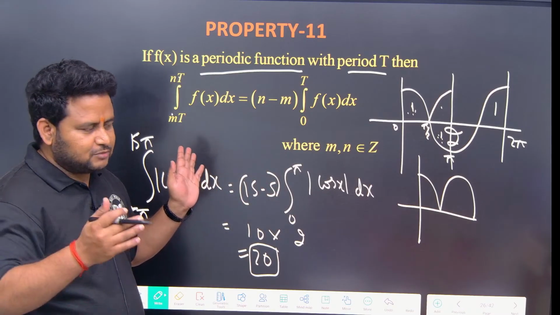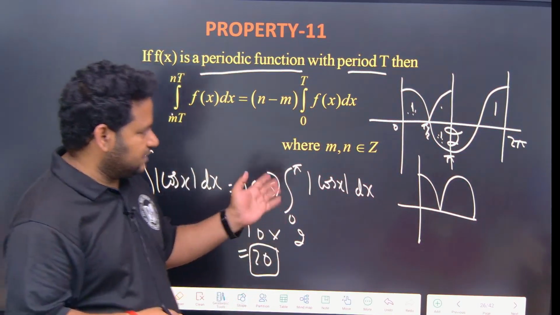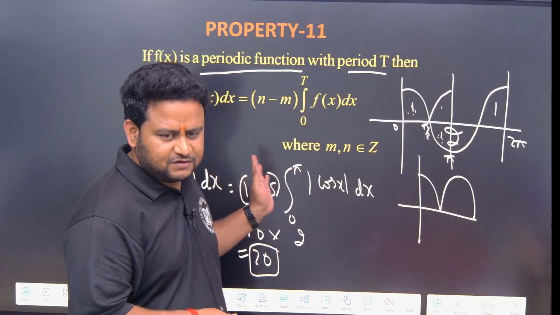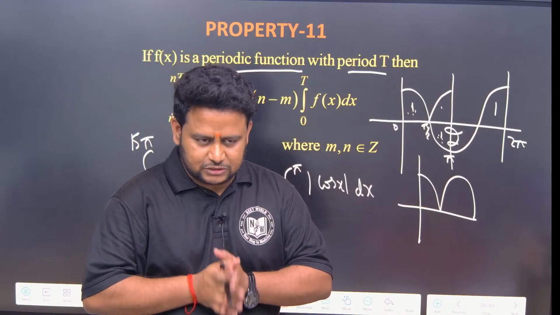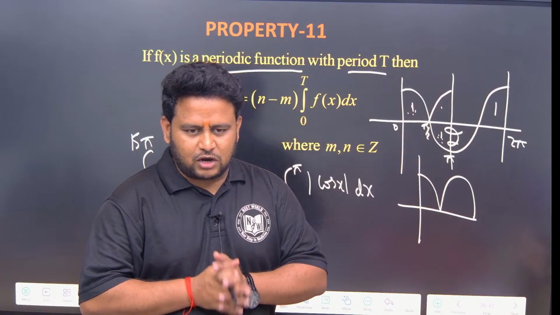You are looking, having some doubt. What is the doubt? See, if they are telling 0 to 2 pi, forget about this period function.